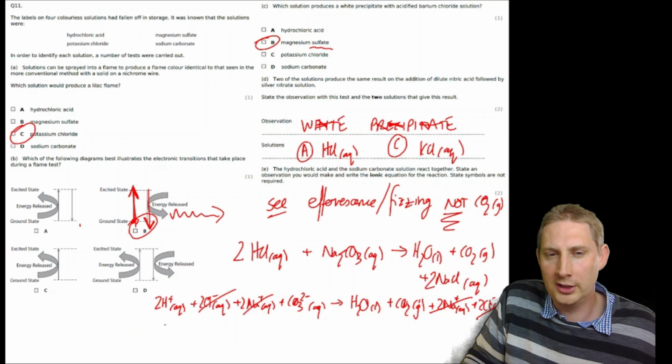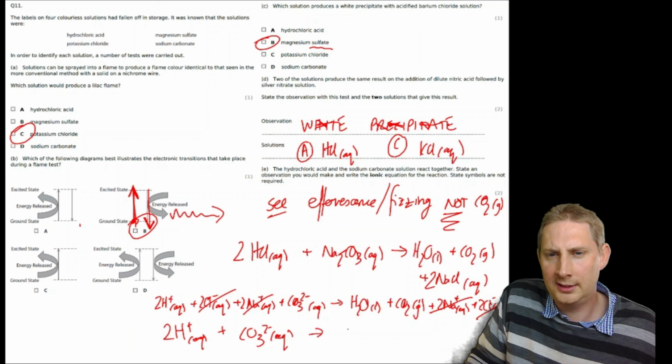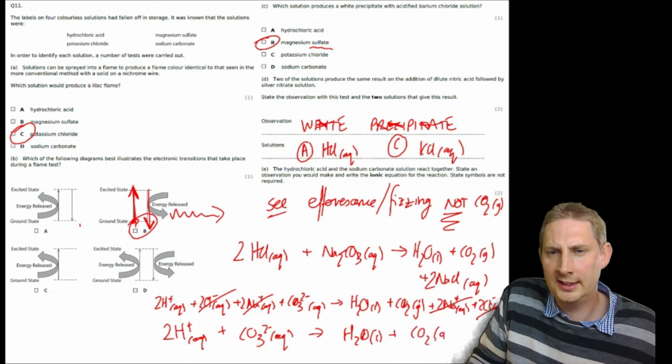So the overall ionic equation, 2 protons and a carbonate anion come together to give water and carbon dioxide gas.